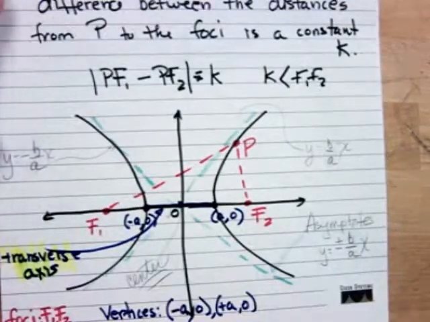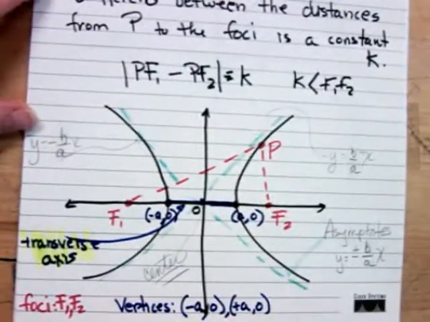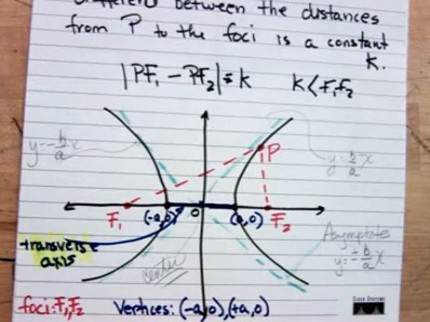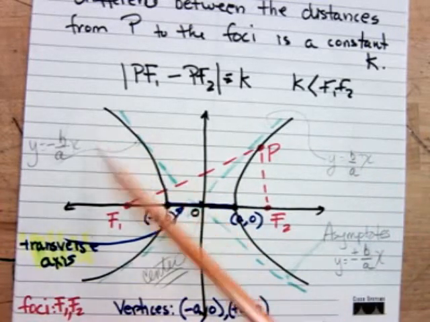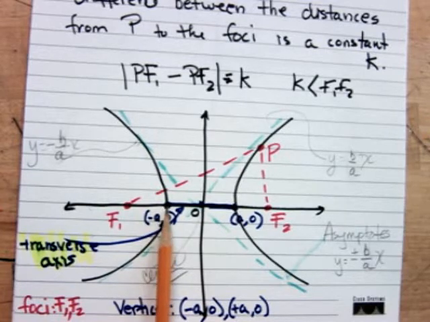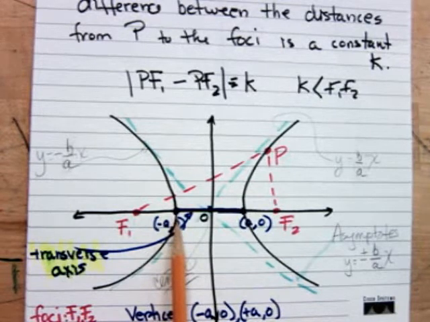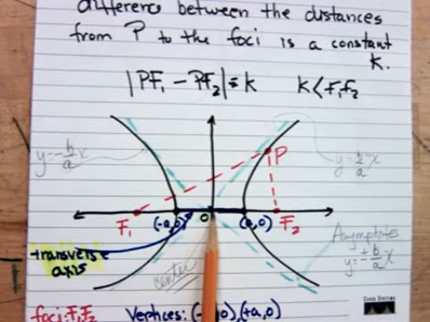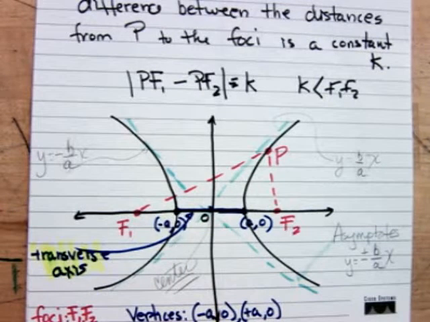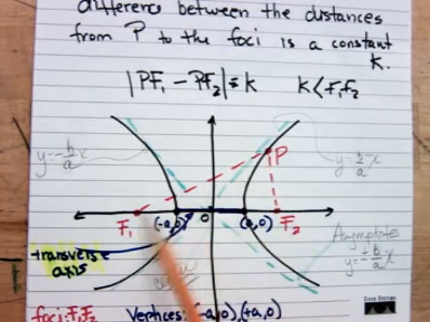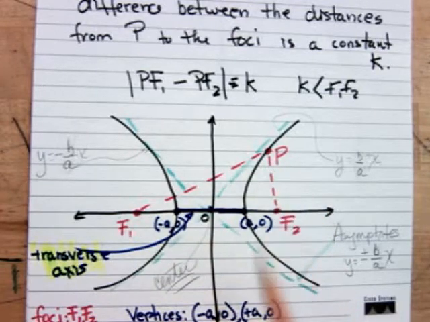Here is a diagram. I know it's rather complex, but let's take a minute to dissect it. We have our coordinate plane, y and x. Here's the hyperbola. Here the intersecting points are the vertices, and half the distance between the vertices is where the center is. Here are the foci, F1 and F2, and here's where the definition comes in. This distance minus this distance, the absolute value is always this constant K.